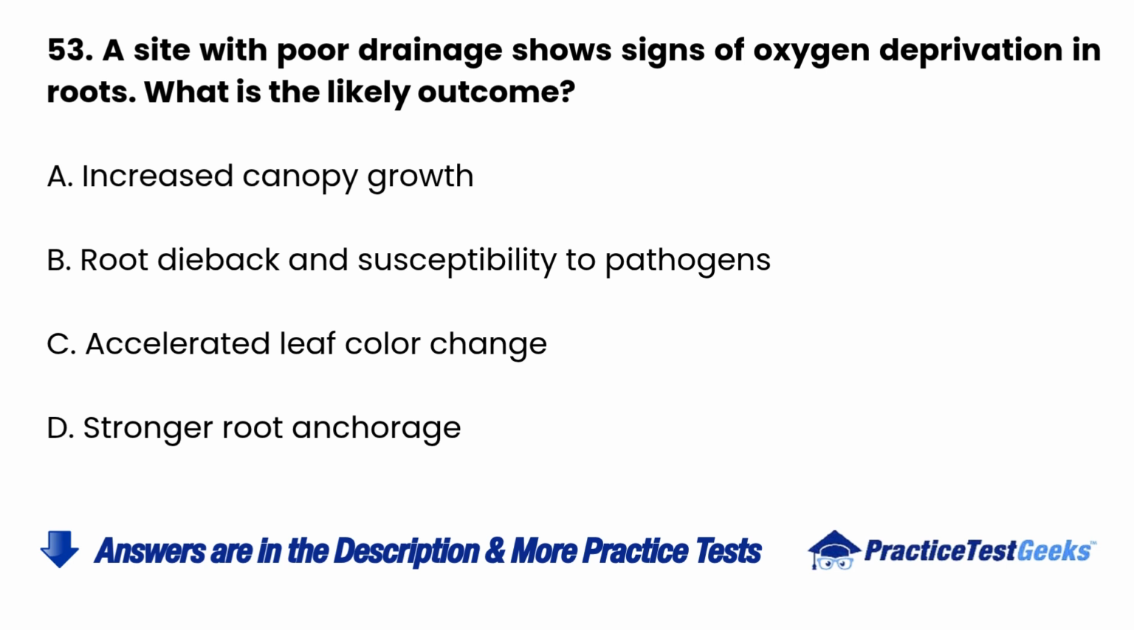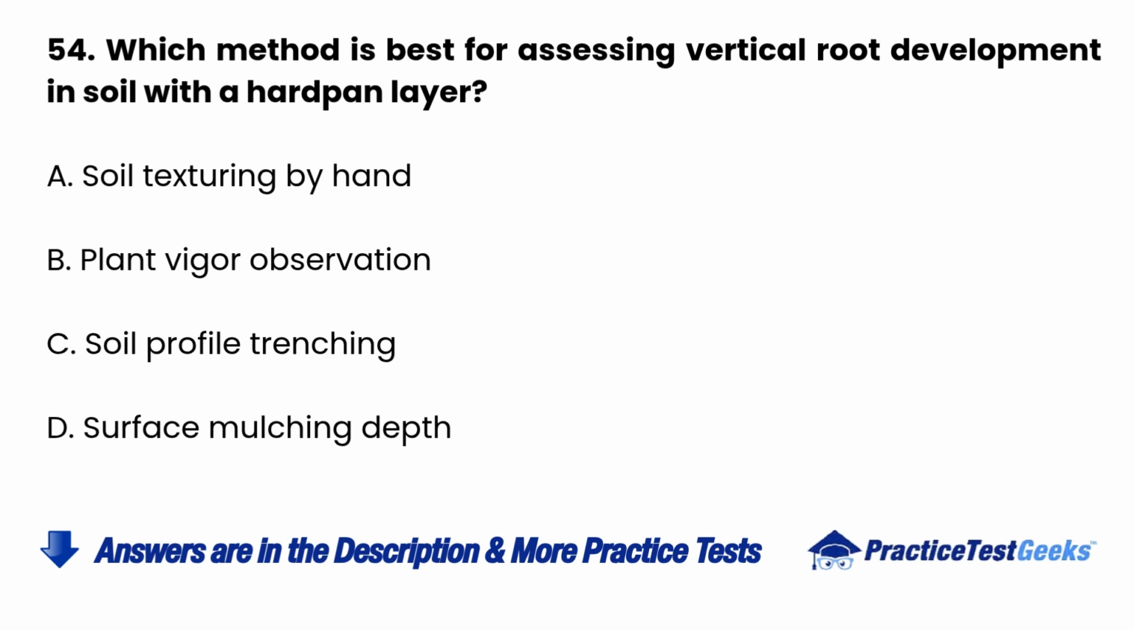53. A site with poor drainage shows signs of oxygen deprivation in roots. What is the likely outcome? A. Increased canopy growth. B. Root dieback and susceptibility to pathogens. C. Accelerated leaf color change. D. Stronger root anchorage.